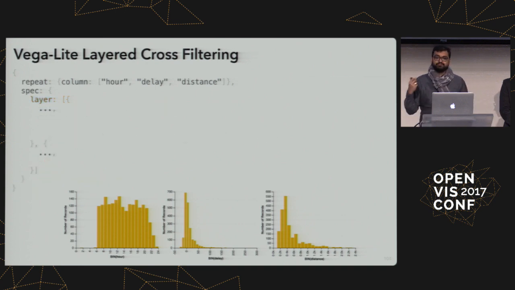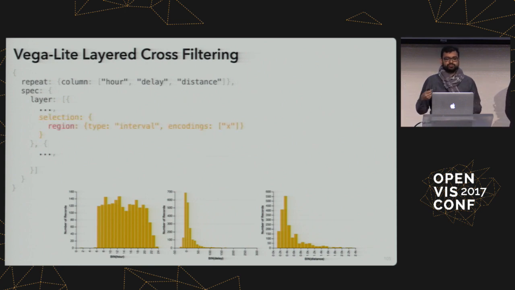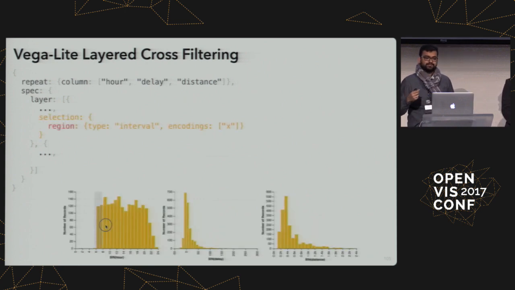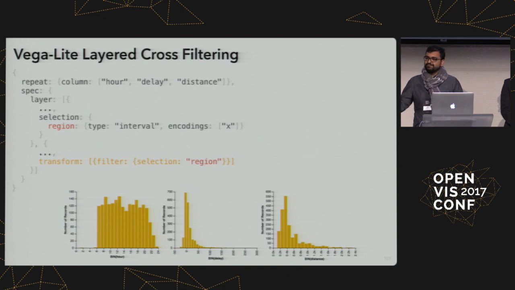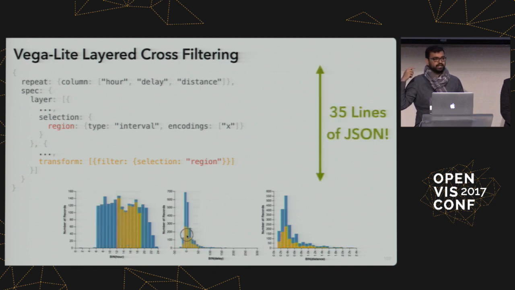Let's collapse that down and focus on our interaction specification. So of course, to do cross-filtering, we need an interval selection, and that gives us a brush in each of our histograms. And this is cross-filtering, so the final step is to take that brush and filter our data. And that's really all we need to get this sort of cross-filtering interaction working. And what we're talking about is 35 lines of JSON in a very composable manner, like I've shown here.